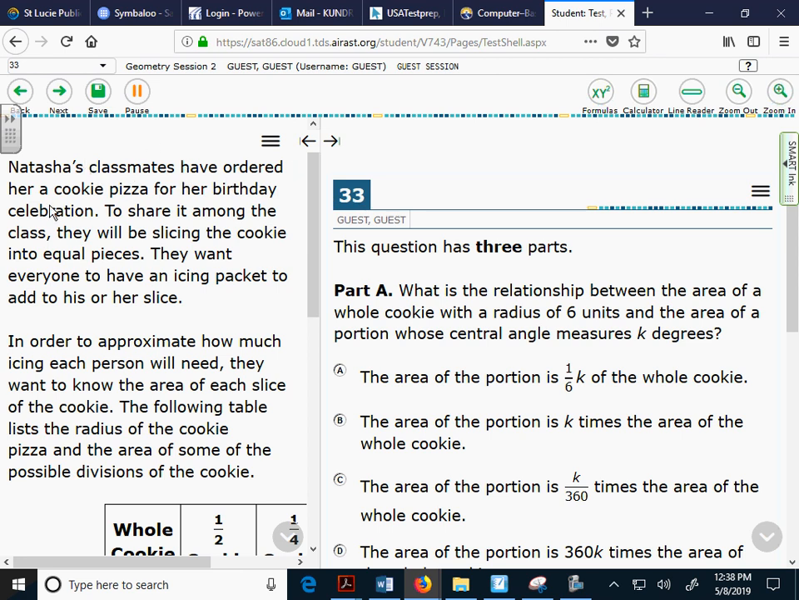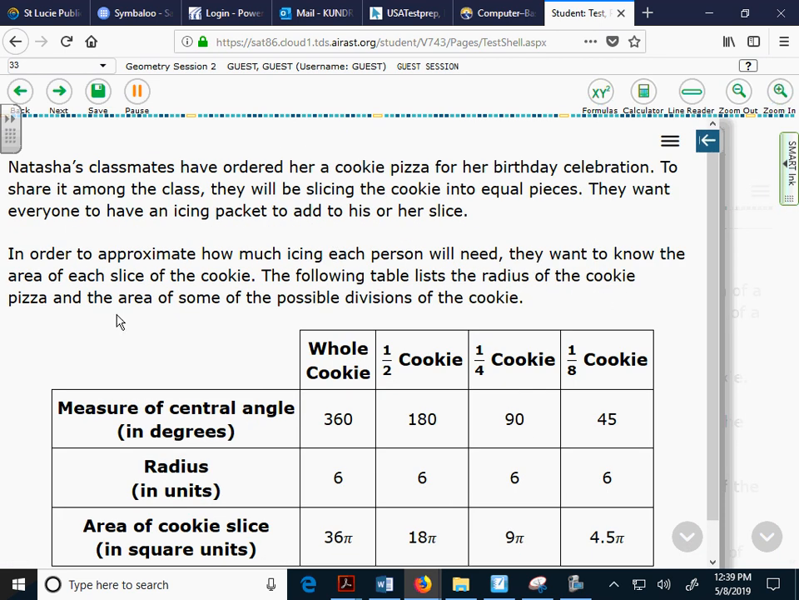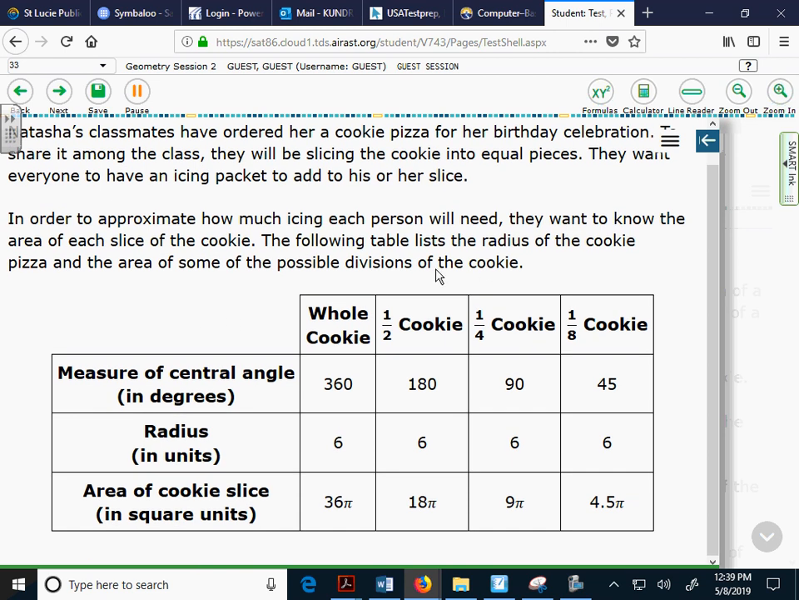Natasha's classmates have ordered her a cookie pizza for her birthday celebration. That's nice. To share it among the class, they will be slicing the cookie into equal pieces. They want everyone to have an icing packet to add to his or her slice. In order to approximate how much icing each person will need, they want to know the area of each slice of the cookie. The following table lists the radius of the cookie pizza and the area of some of the possible divisions.